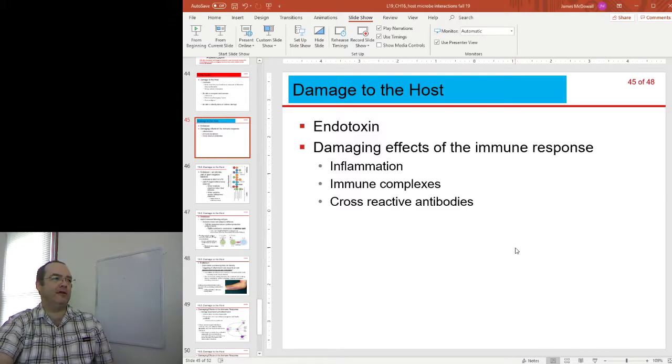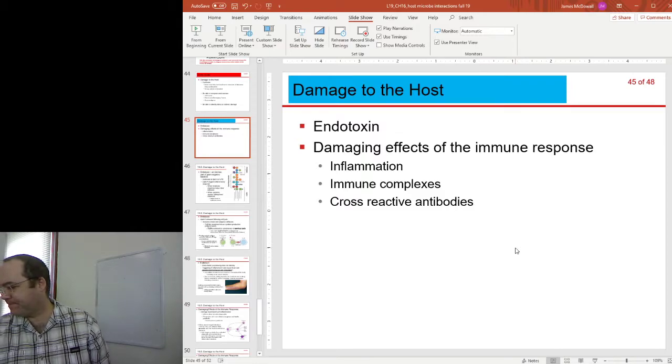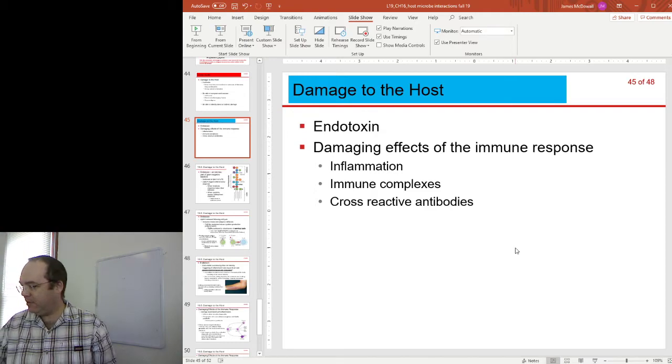Part 7, sorry. Slide 45. Endotoxin, on page 430, or starts at page 430.